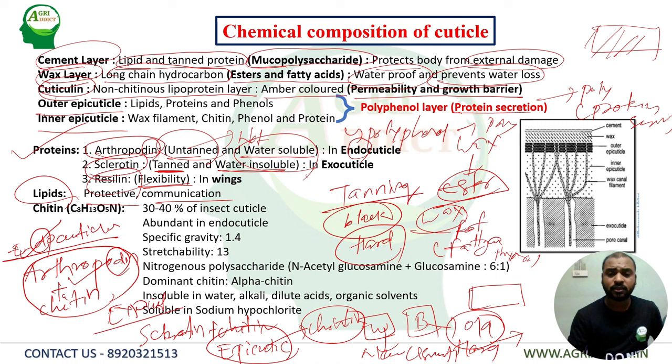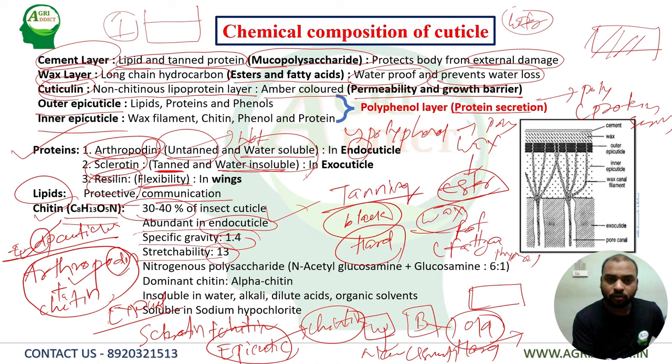Okay. Another is chitin. So you have to remember this chitin formula, that is (C8H13O5N)6. This is consisting of 30 to 40% of insect cuticle. And this chitin is mostly abundant in endocuticle. Okay. And specific gravity is 1.4 and stretchability is 13. Specific gravity is calculated with respect to water. So specific gravity of water is 1. So when we put this cuticle chitin in water, this chitin will settle down. That means it will drop down. That means the insect cuticle is much heavier than water.